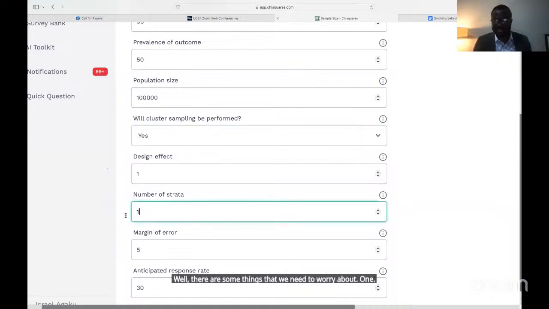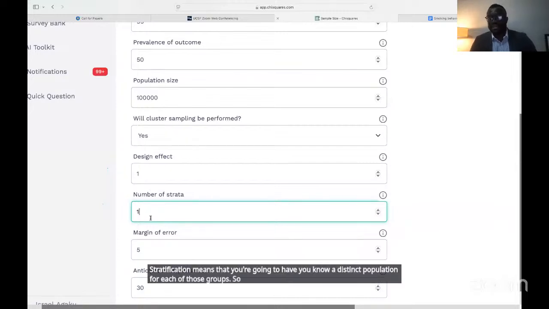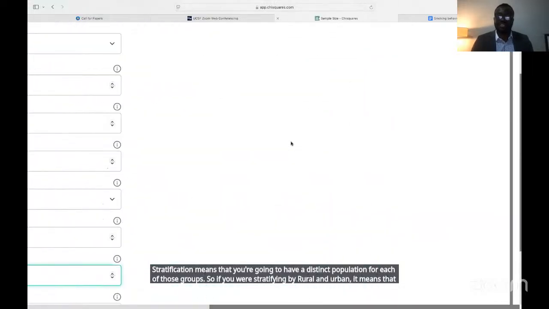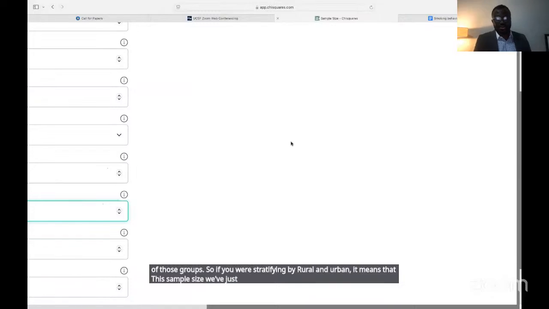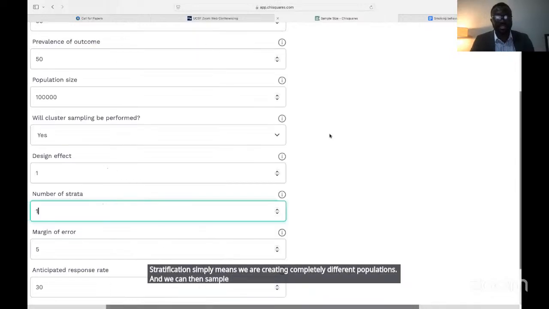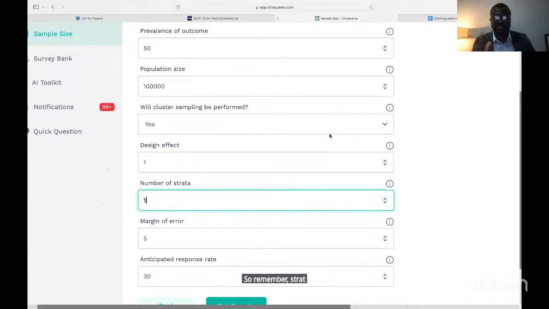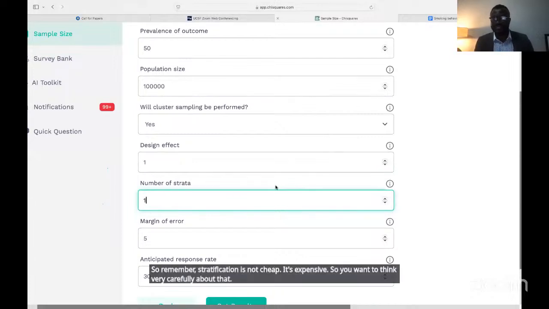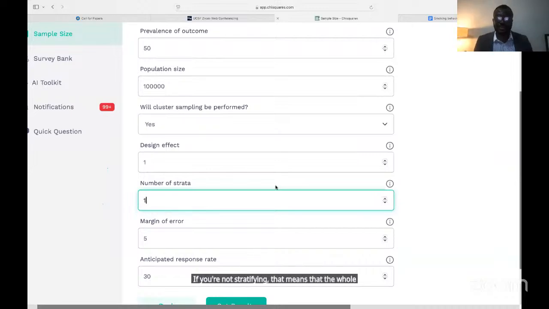One, are you going to stratify? Remember, we talked about stratification, right? Stratification means that you're going to have a distinct population for each of those groups. So if you were stratifying by rural and urban, it means that this sample size we've just calculated earlier, you're going to have that for the rural, and then you're going to have another for the urban population. Stratification simply means we're creating completely different populations, and we can then sample within those populations. So remember, stratification is not cheap, it's expensive. So you want to think very carefully about that. If you're not stratifying, that means that the whole population is just one large stratum.